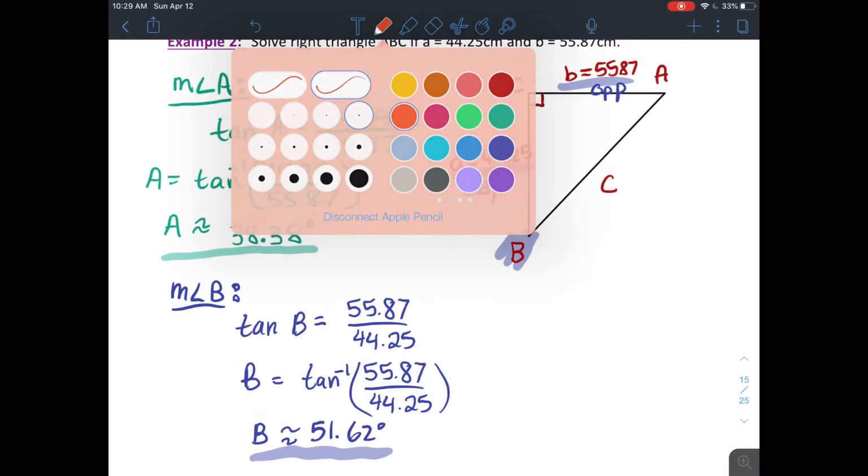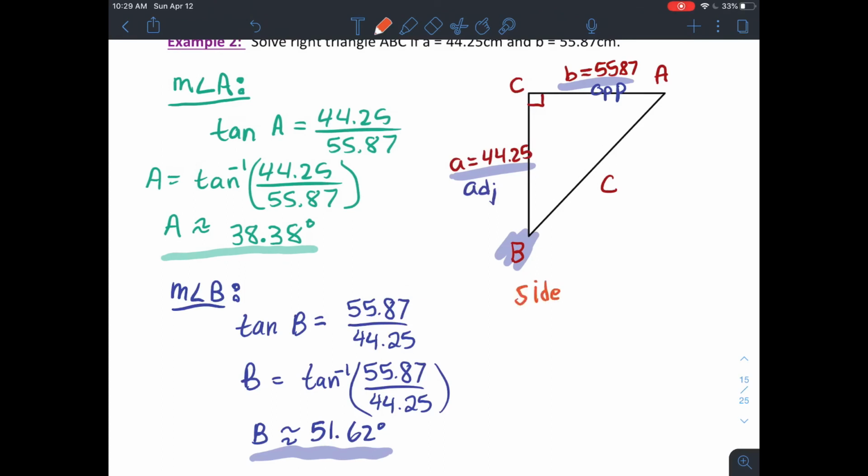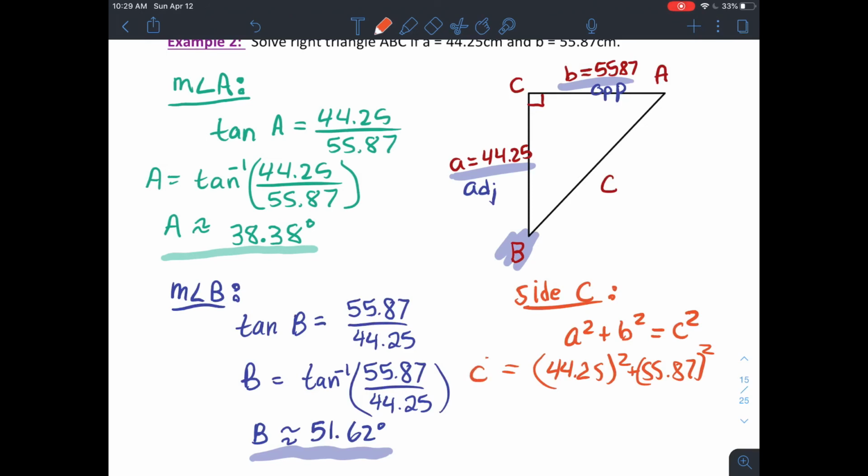Now I just need my last side length. So I have 2 out of the 3 sides. It's a right triangle. Let's do some Pythagorean Theorem. Little a squared plus b squared equals c squared. If I plug in my values and square them, that'll give me what c squared is. This is a big number. I'm not going to write it down, but I'll need to take the square root of that value in order to get c, and that is approximately 71.27 centimeters.